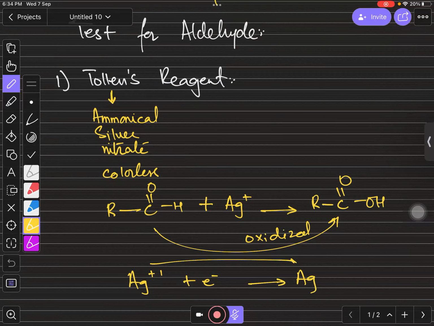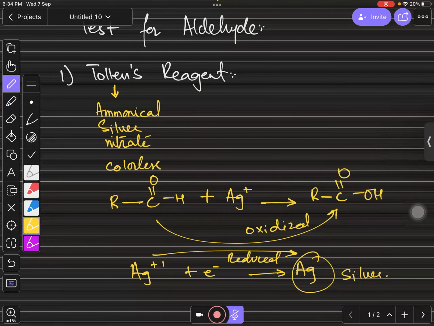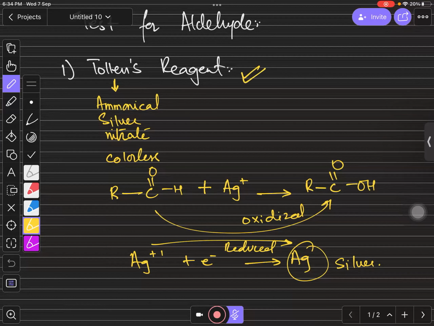Silver ions खुद क्या हो जाते हैं? Reduced हो जाते हैं, और आप एल्डिहाइड को ऑक्सीडाइज करा देते हैं. जब सिल्वर मेटल बन जाता है, तो it is showing you the solid in the bottom, which is a silver color. So you can say that this is Tollens reagent, the test.